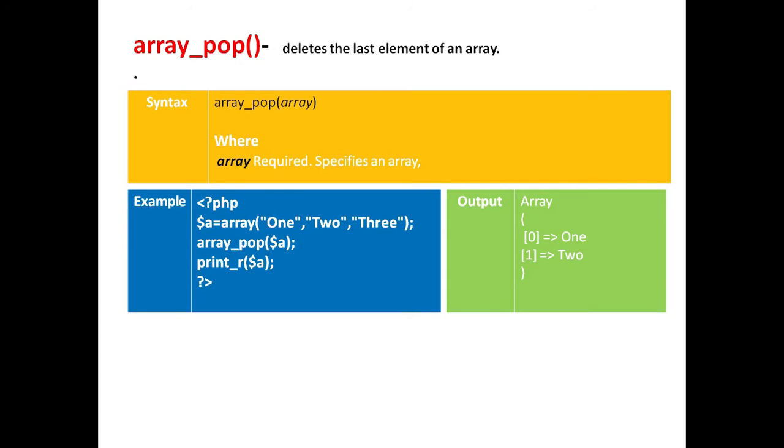Next is array_pop, which deletes the last element from an array. General syntax is array_pop and array, where array specifies the name of the array. Here is an example. Here array is defined with elements 1, 2 and 3. And if I use array_pop method with array A, it will remove the last element from the array, that is it will remove 3 from the array.